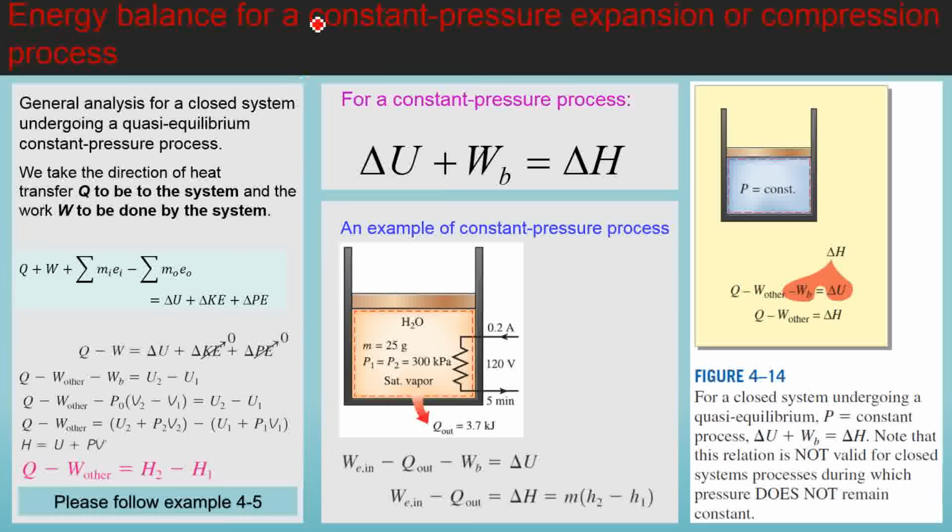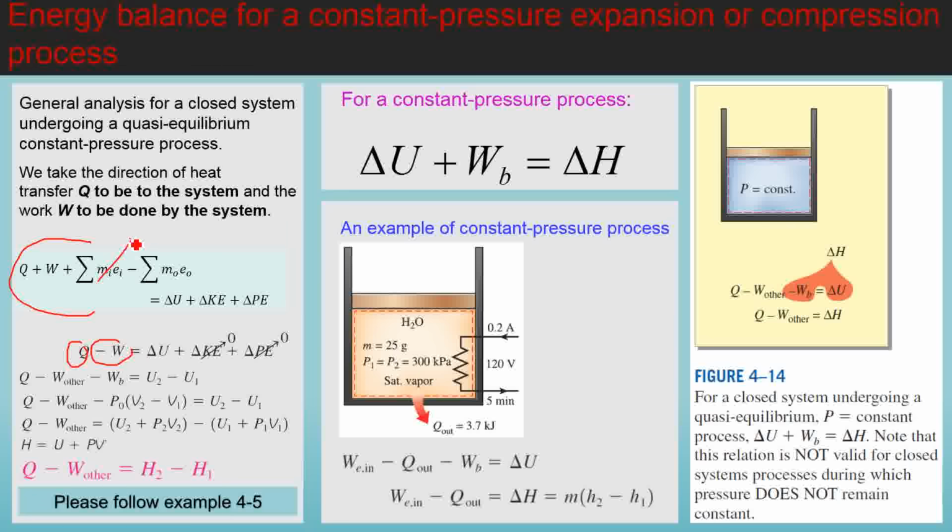Now let's try to apply the energy balance equation to a closed system. Let's assume that the process is a quasi-equilibrium, constant pressure process, and Q is coming into the system and W is done by the system, so going out of the system. We are going to use the modern sign convention. We are applying Q as a positive value, W as a negative value.